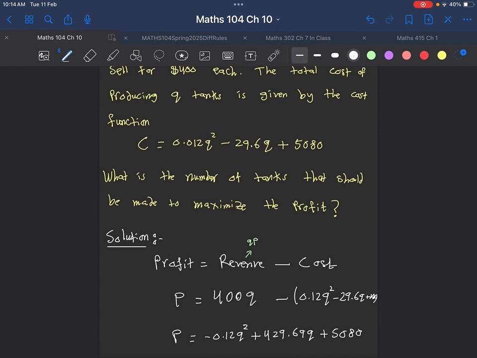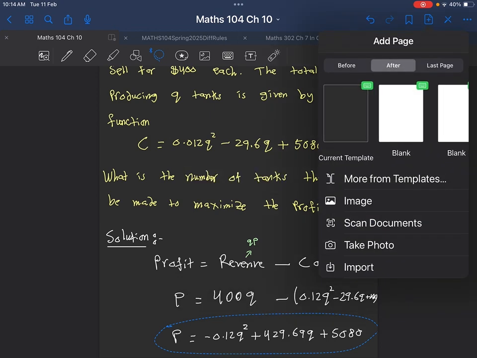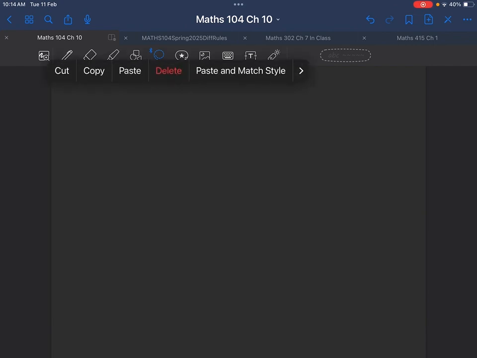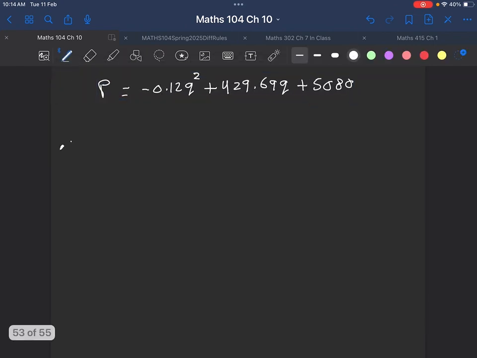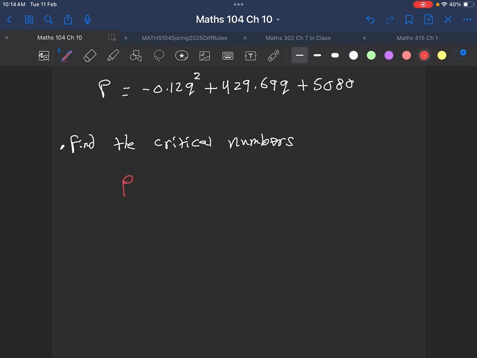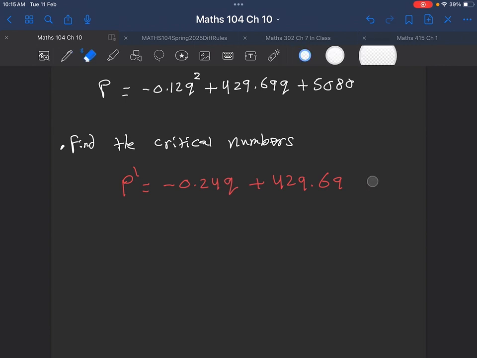Next question, I need to find the critical numbers because they will be either maximizer or will be the minimizer. Let me just take this one, copy to the next page, and we'll solve it there. So this is the profit function. First step, we need to find the critical numbers. Remember, the critical numbers, it means the derivative should be equal to 0, and the derivative in this case is given by this formula here. Now, this one, we have to make it equal to 0. So we have P prime equal to 0.